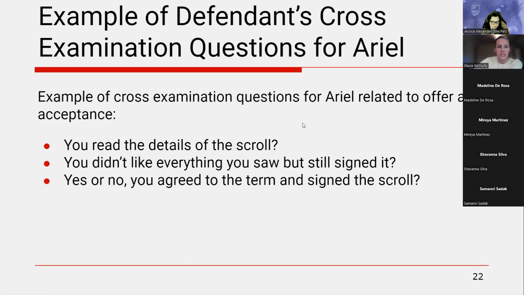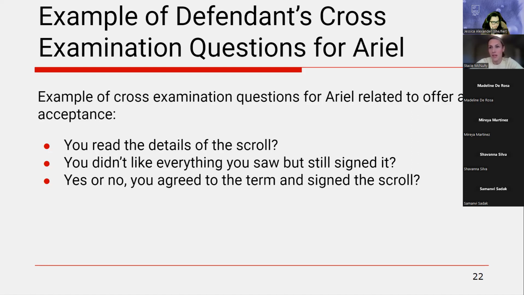So like related, keep going. You read the details of the scroll. I watched parts of the movie earlier. And you see her kind of make a face and doesn't look happy. And so you didn't even like everything you saw in the scroll, did you? No, you didn't. But you still signed it, didn't you?